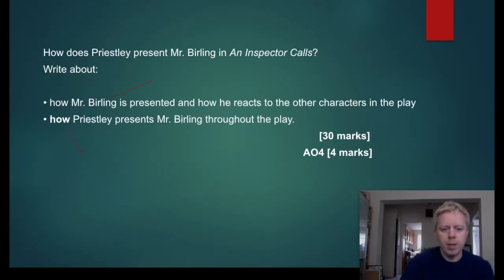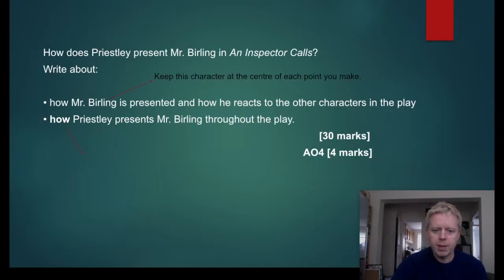Okay, so the question, how does Priestley present Mr. Birling in An Inspector Calls? Write about how he's presented and how he reacts to other characters in the play. How Priestley presents Mr. Birling throughout the play. Okay, so keep this character at the centre of each point you make, but you can incorporate his interaction with others. For example, how he treats Eric and how this compares to how he treats Gerald.